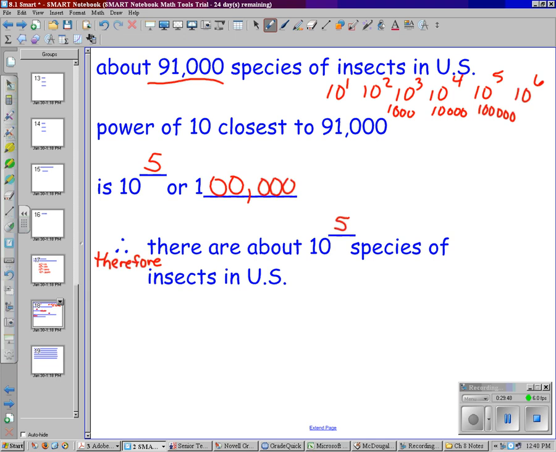So we're looking at what power of 10 is that number closest to? And Rebecca got it, 100,000. Okay, it's closer to 100,000 than it is to a million or 10,000.